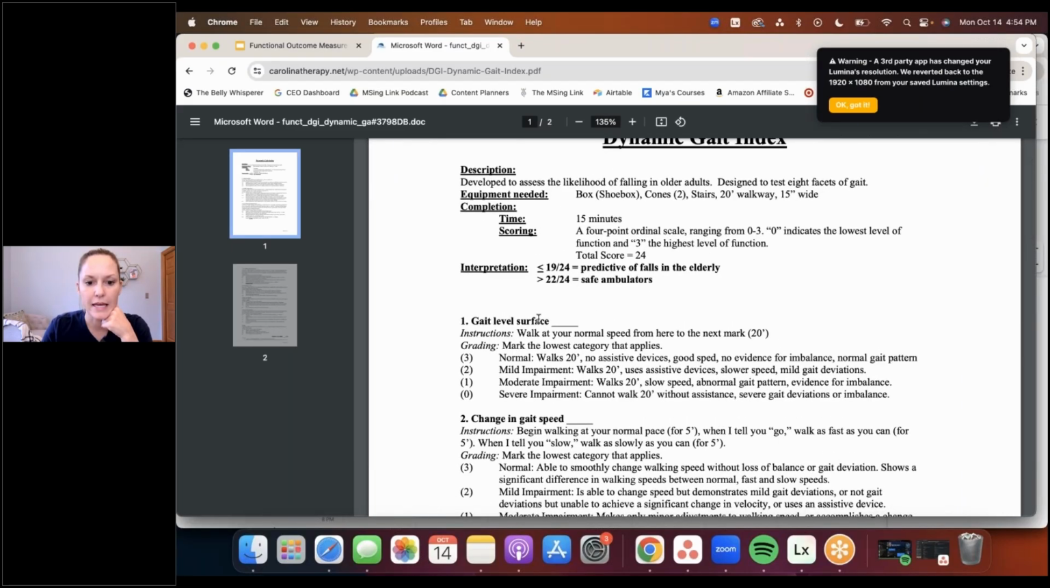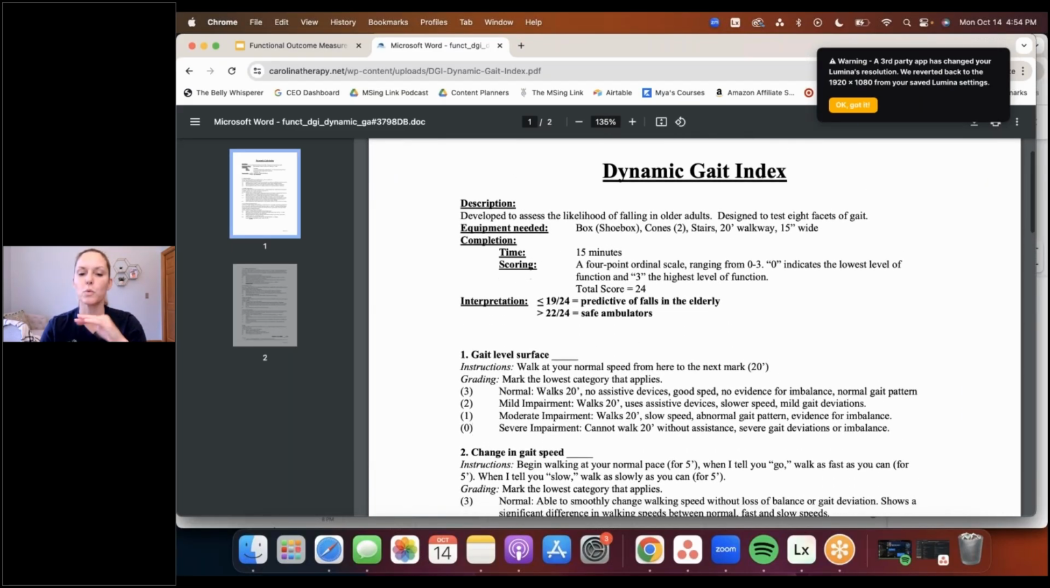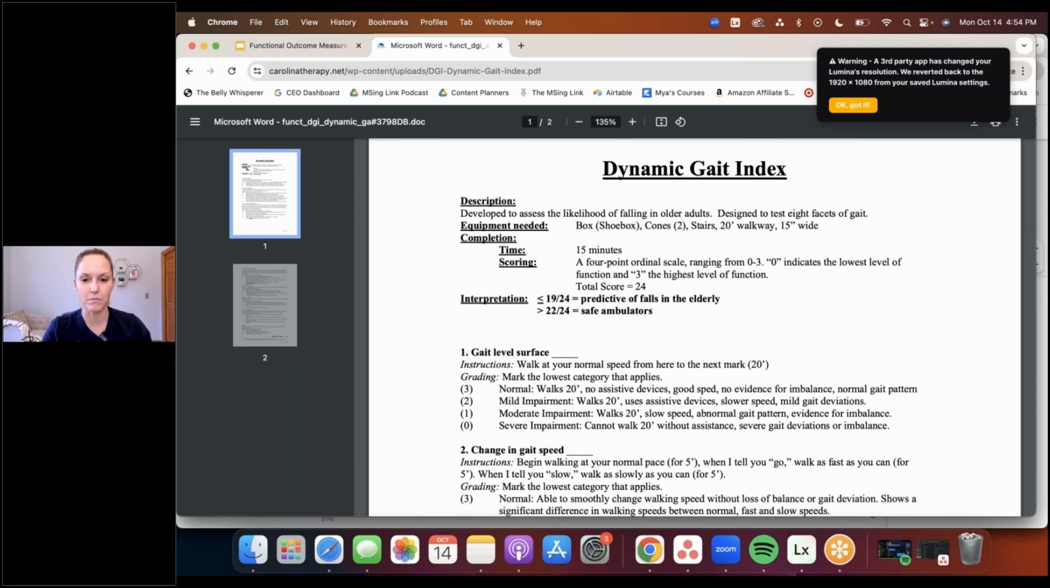So the dynamic gait index is a little bit more complex, which is why I mentioned it on one of the first slides, but didn't mention it later. The dynamic gait index looks at your balance during gait and functional activities. Basically, the outcome of the test is supposed to be an indicator of, are you likely to fall or not? So generally it takes about 15 minutes.